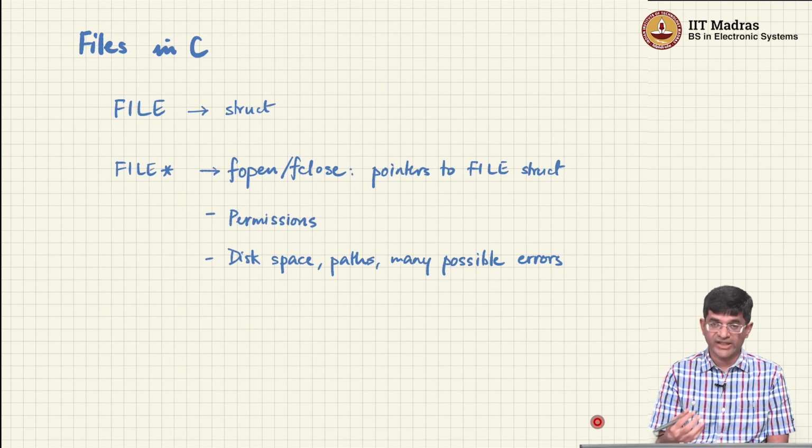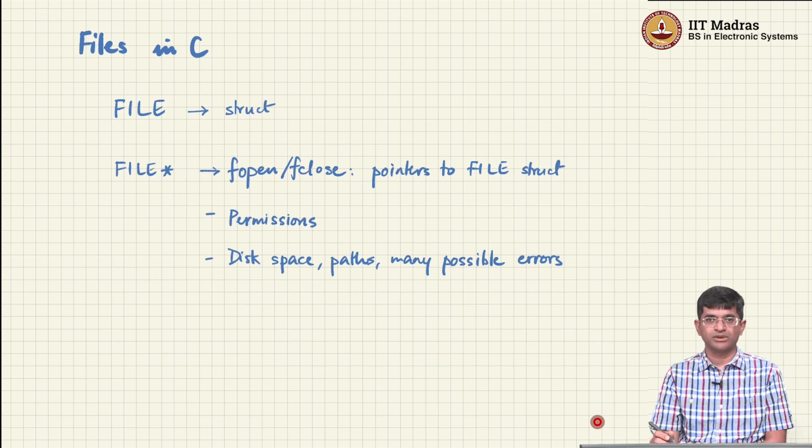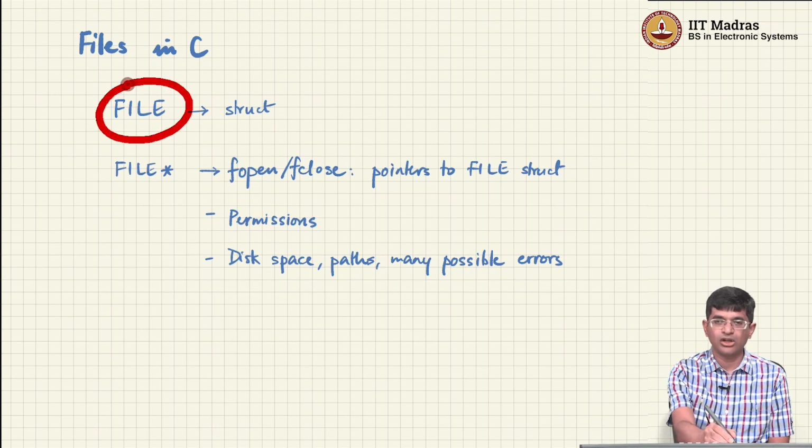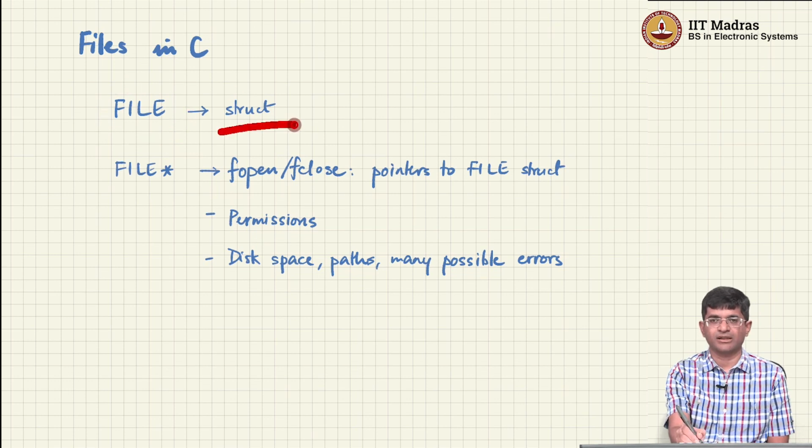Alright, so all that was very generic. It's not restricted to any particular programming language, nor to a particular operating system, but we are interested in the C programming language. The main thing we need to understand here is that there is something called a file in C. What is that thing? It's a struct. So we already know what structs are.